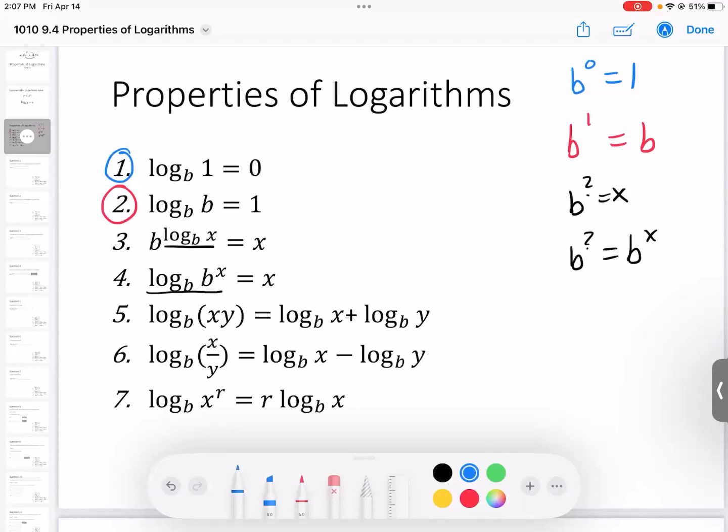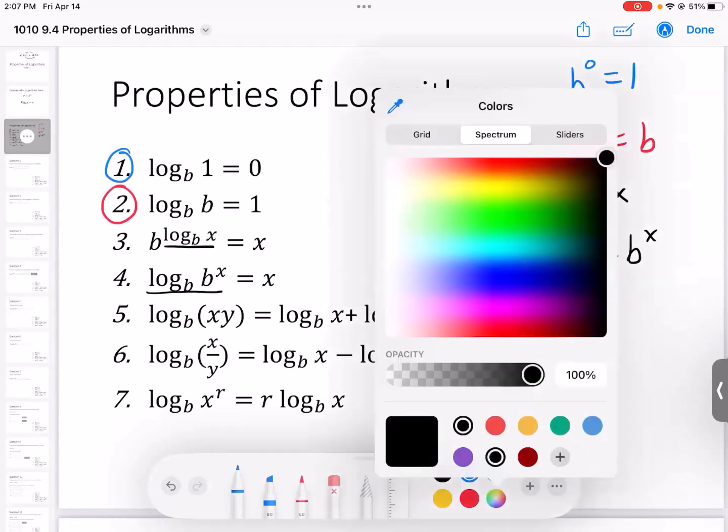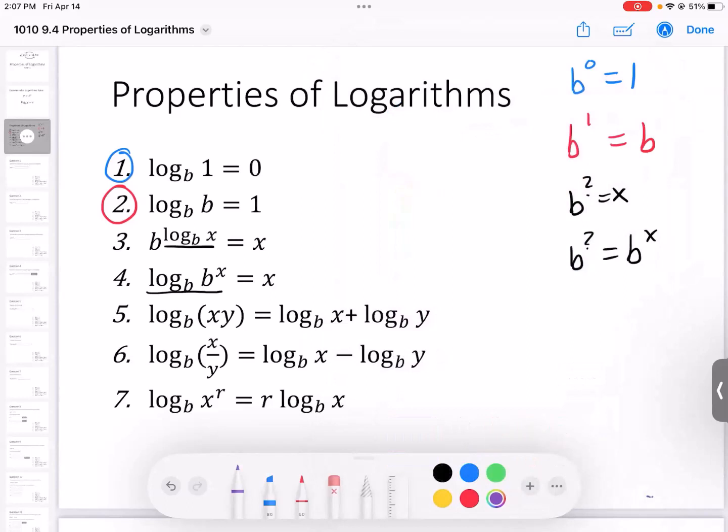Okay, let me actually change my color to a different color. Let's do this next one. Okay, so these next three are basically logarithm versions of exponential rules we've already learned.